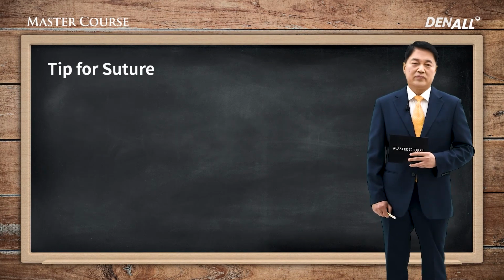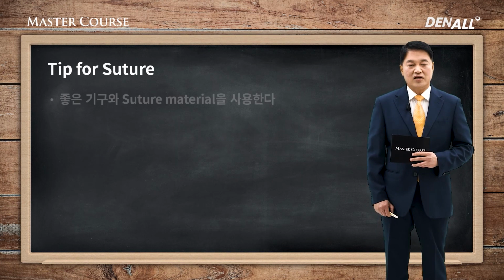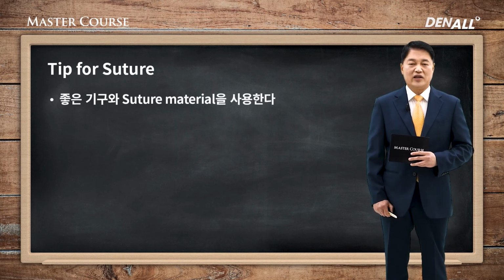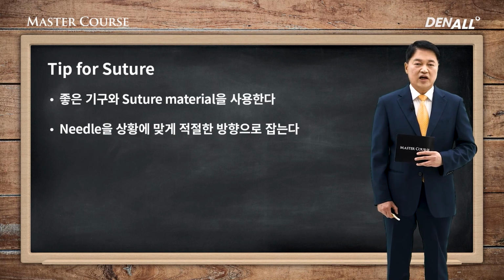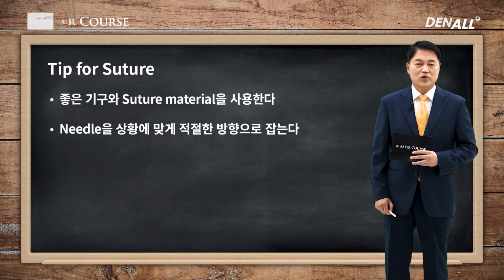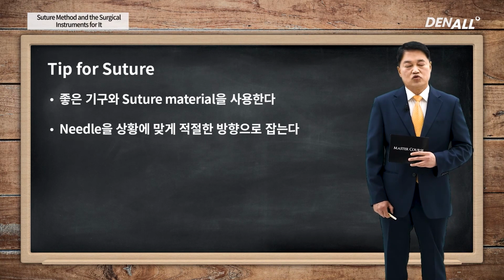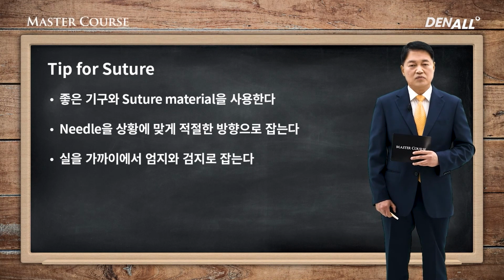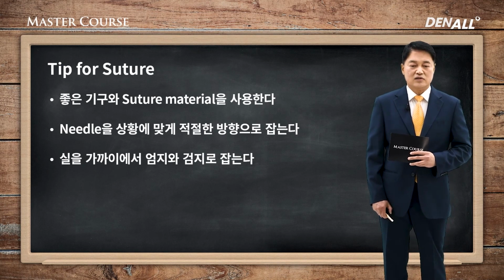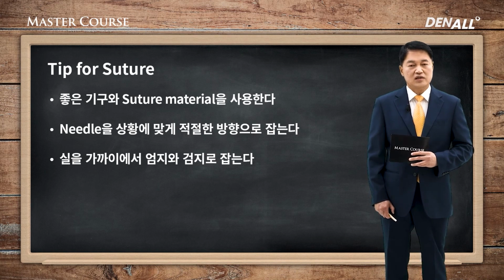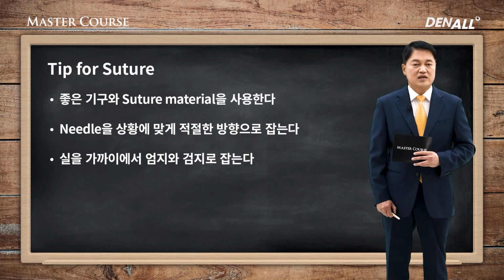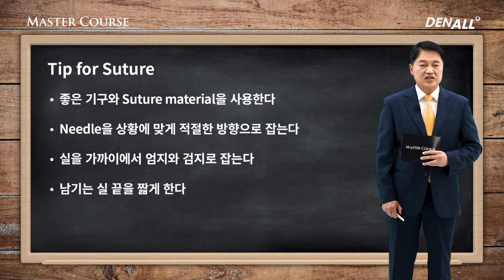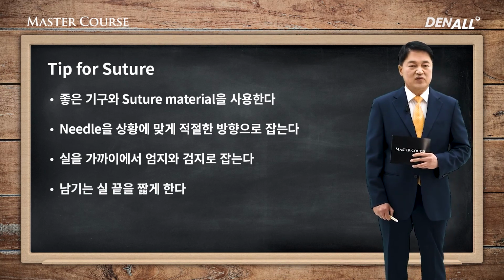So for successful suturing, let me share with you some tips. First, of course, you need to use good instruments and good suture materials. And you need to grab the needle in the right direction that is suitable to the case. And for good sutures, locks and knots, the thread needs to be close to the oral cavity, and it's better to hold it with your thumb and index finger. So rather than being a bit distant, be close to the mouth and knot it in the right way. That would be the better way. And if possible, the remaining thread needs to be as short as possible.